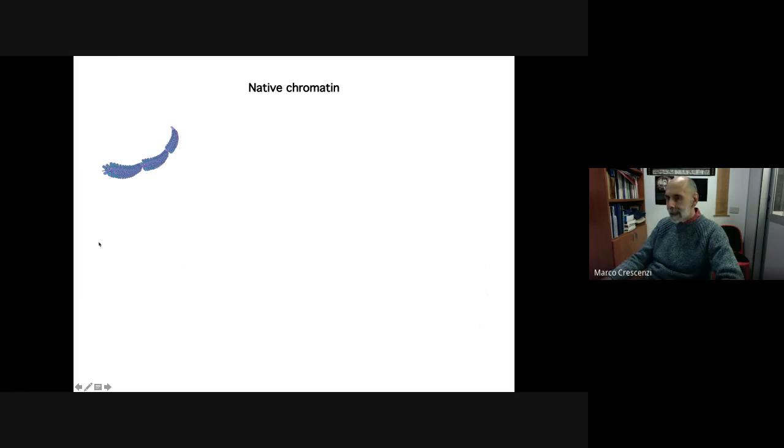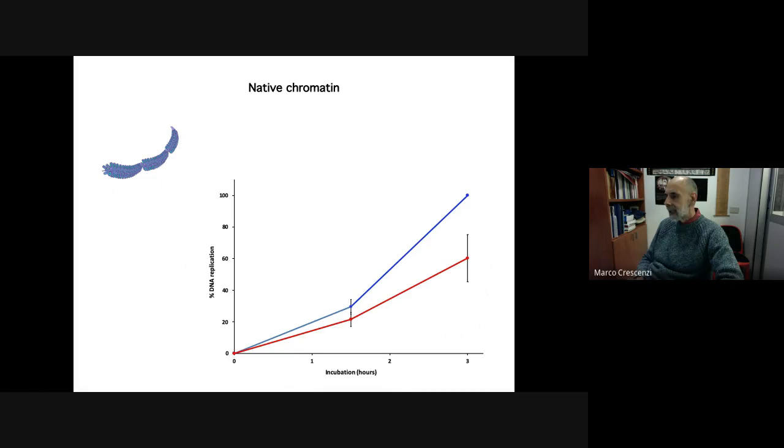So we did this experiment, and here are the provisional results. We haven't completed these experiments, so we do not regard this result as definitive, but it looks like even native chromatin still shows incomplete DNA replication in the Xenopus extracts.